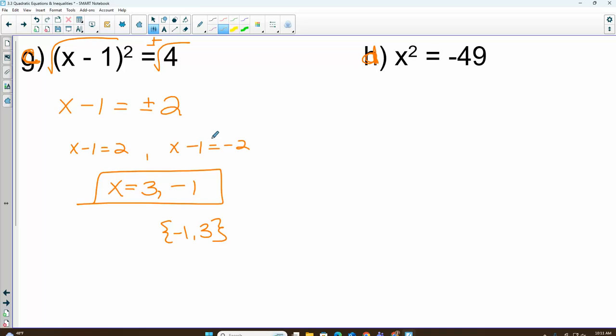What about D? Square root. With that, we have plus and minus. What is the square root of 49? Negative 49. Okay. So the square root method does allow us to find those imaginary solutions.